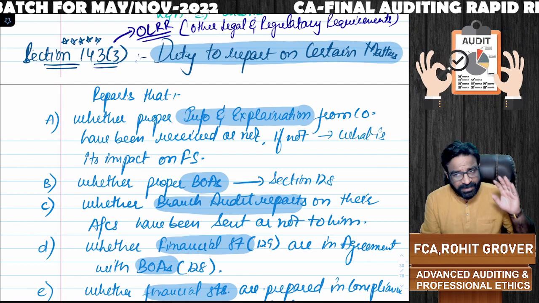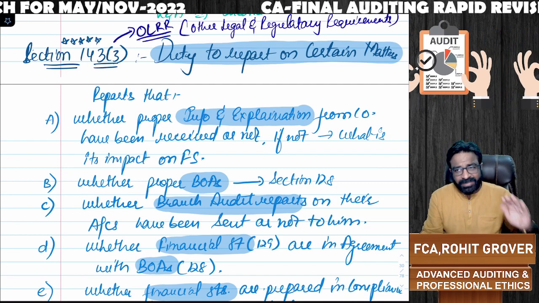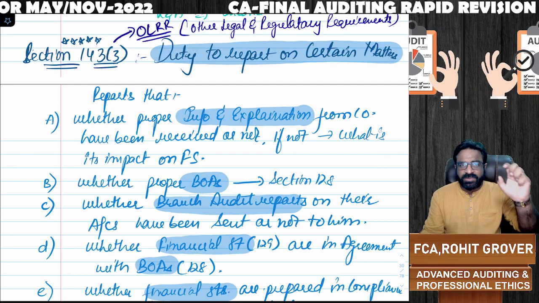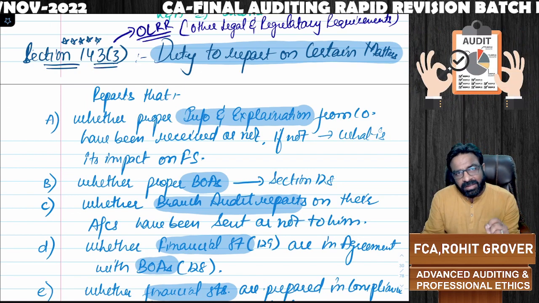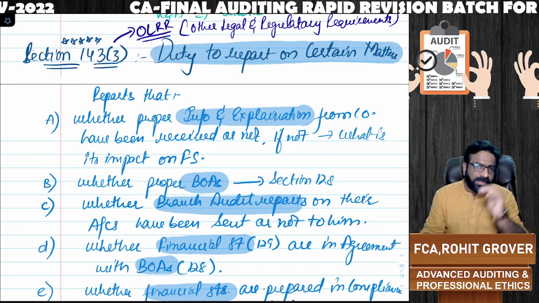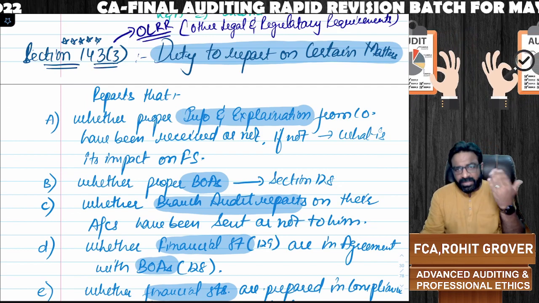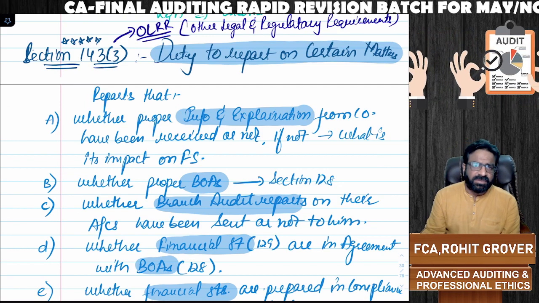You know that as per SA 700, we have to learn the basic elements of an audit report. So there is one OLRR para in our audit report, which is called the other legal and regulatory requirements para. There the change has come. Now I'll tell you what the change is. First, let us understand what the other clauses are.